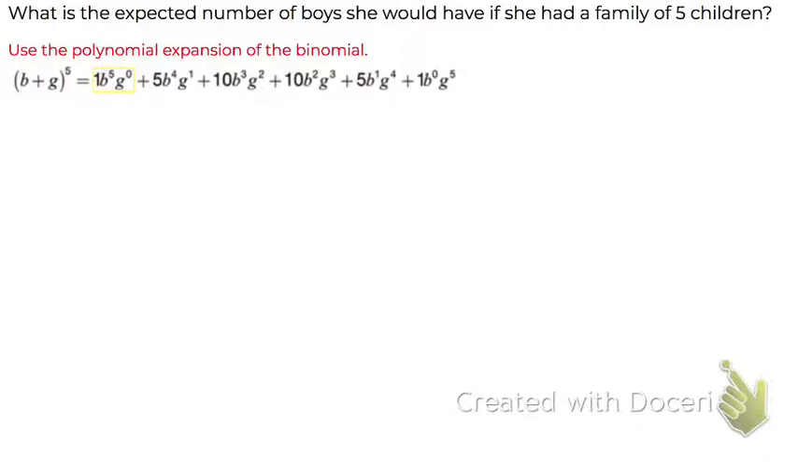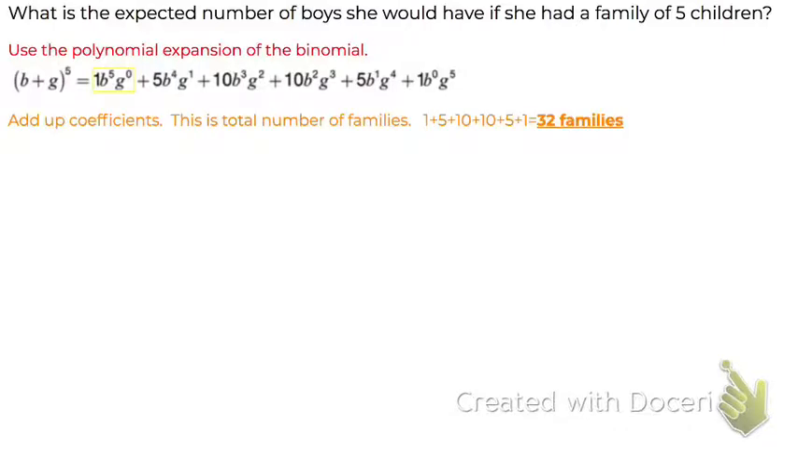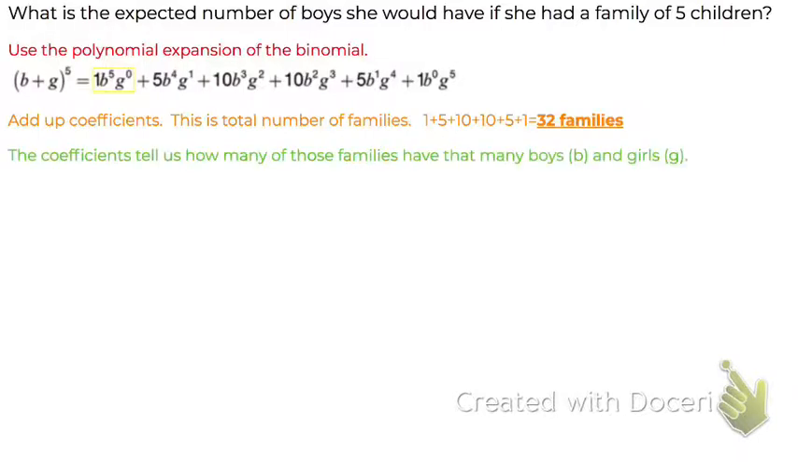So now let's take it one step further. What this expansion is telling us is the number of families. If we add up our coefficients, the 1, the 5, the 10, the 10, the 5, and the 1, we see that this is representing 32 possible families. And the coefficients tell us how many of those 32 families have that many boys and girls.